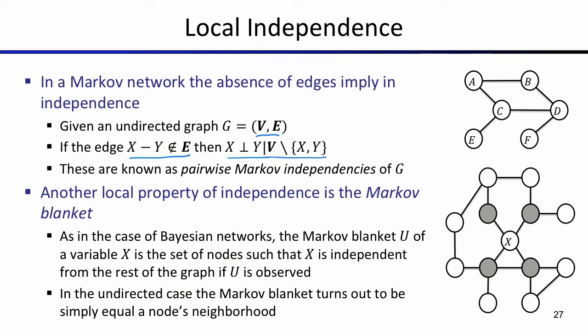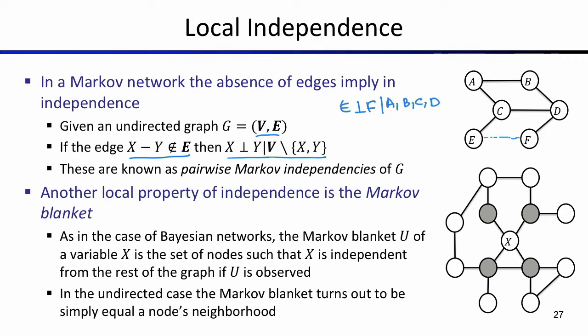So what I'm saying here is that, for instance, we have a missing edge in here. So it means that E is going to be independent of F given all the other variables that we have in the Markov network, not including, of course, E and F, because it would not make sense. So E is going to be independent of F given A, B, C, and D.